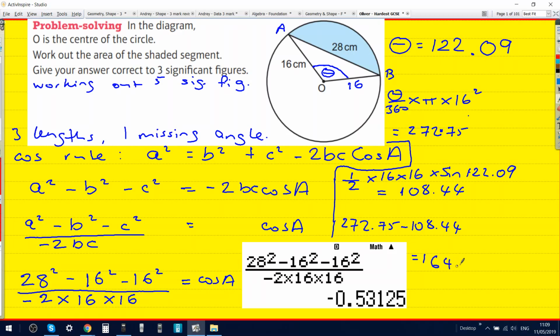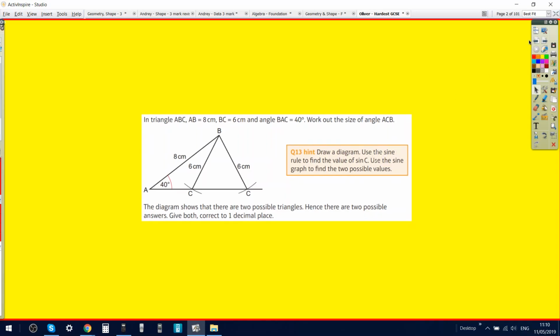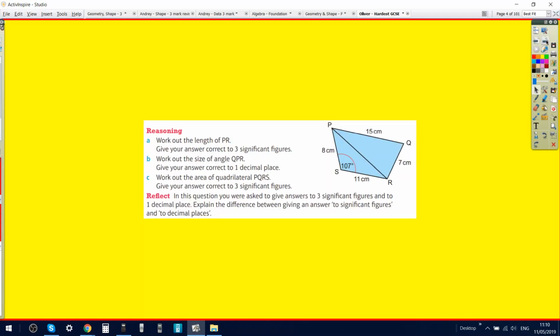leaves you the area of 164.31. Hold on. Yeah, so the trick there is that O to B is also a radius, so it's also 16. And to find the angle, you need to use the cosine rule because you know 3 sides. Any questions there? No, that's good. Okay. Let me come back to that in a sec.